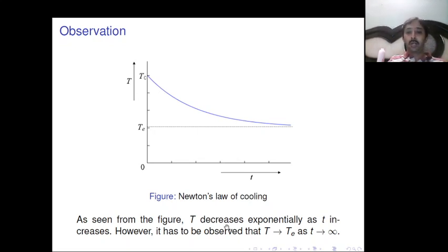And not just that, the temperature of the body decreases exponentially is also the interpretation of this. So as we can see, capital T decreases exponentially as small t increases, and capital T approaches capital TE as t tends to infinity. So this is how we can understand this particular problem by solving the corresponding differential equation. So this is one application that I wanted to discuss.